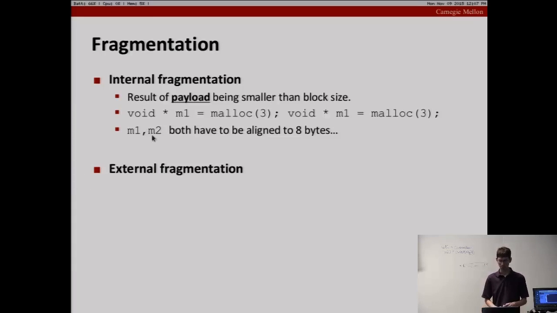Everything has to be aligned to 8 bytes. Constraints like that, if you just keep allocating 1 byte over and over and over, we're going to have issues with 7 bytes being wasted every time potentially, is what we likely see. So that's internal fragmentation. And depending on how you design your data structure, you can reduce that. Certainly, you don't want your data structure to require a minimum block size of like 1,000 bytes, because then any allocation smaller than 1,000 bytes is going to have a lot of fragmentation.